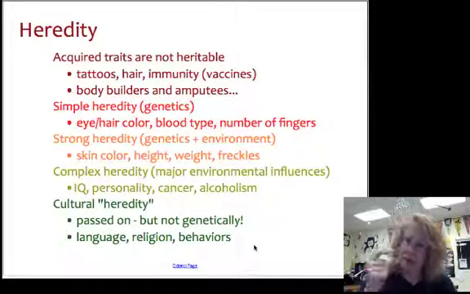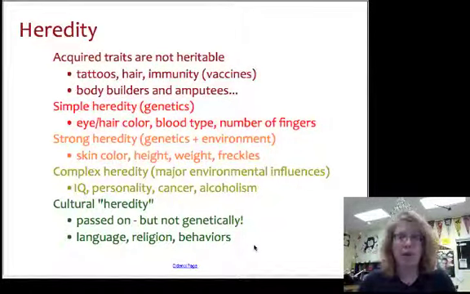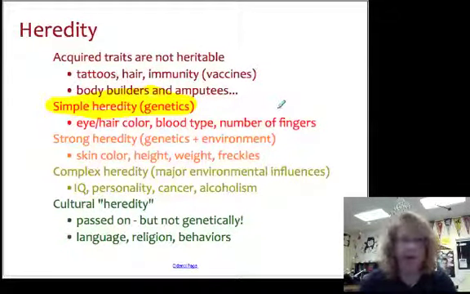If you have a little nubby tail that's really short, that's something that we do to them. Their puppies have full-length tails. Those are acquired traits. Those don't get passed along. But less obvious ones like your hairstyle or even immunity, like if you get a vaccine. That's why everybody has to go through that. Some traits are simple heritable traits, simple heredity. And these are the ones that are the really easy ones for us to study in terms of genetics. Things like eye color, hair color, your blood type, number of fingers, those ones I had on that first sheet, your skin color, things like that.